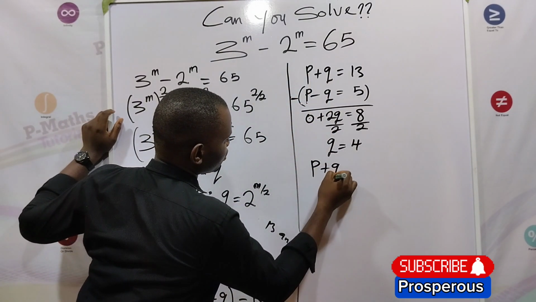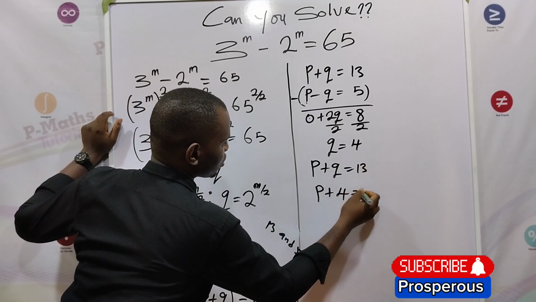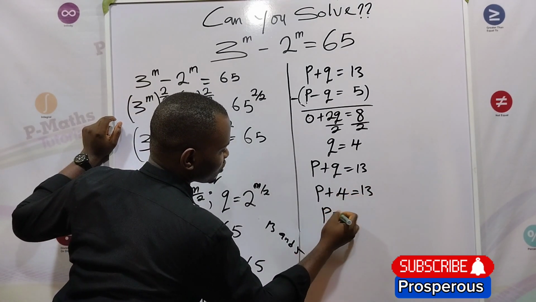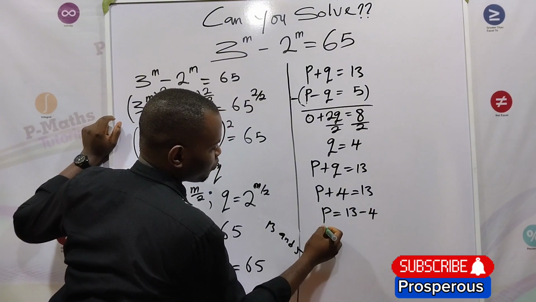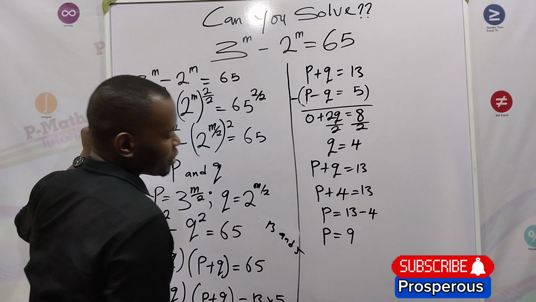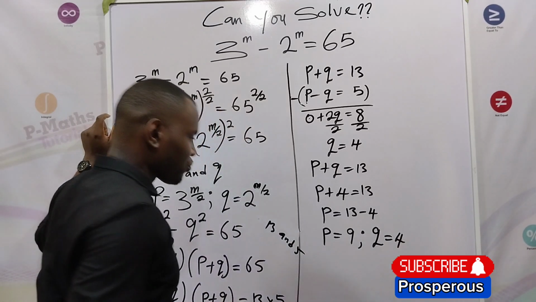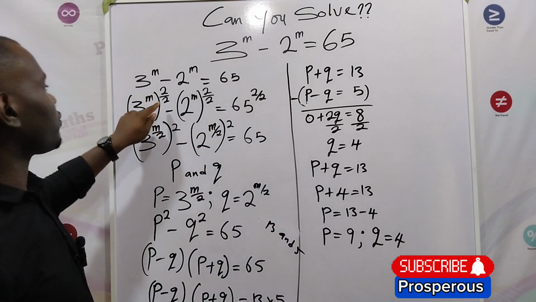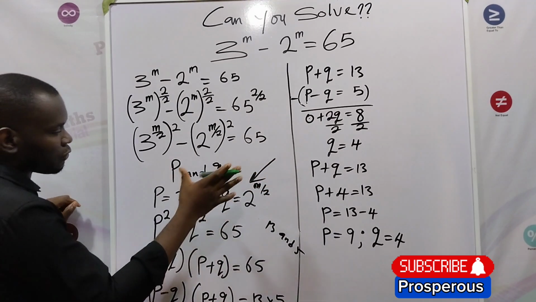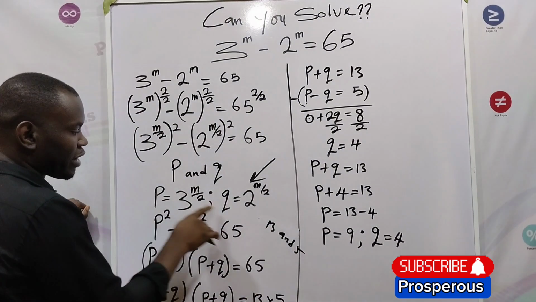So using equation 1, p plus q equals 13. I'll put 4 here. I'll have p plus 4 equals 13. Then subtract 4 from both sides. You will have p equals 13 minus 4. That means p would be equal to 9. So we have been able to get the value of p as 9 and the value of q as 4. Remember that the equation was seeking for the value of m. So at this point where we assumed some variables, we have to bring back the value of those variables.